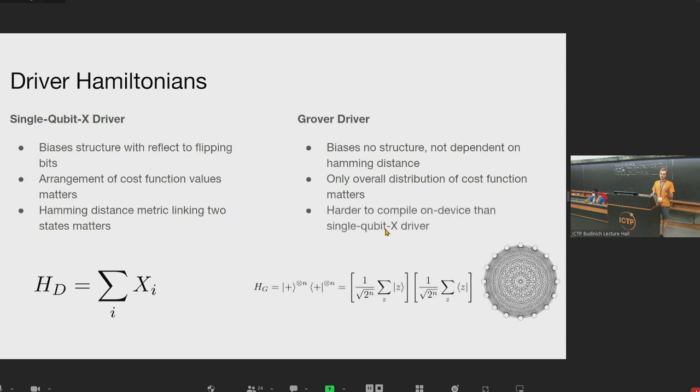Of course, to caveat this, this Grover driver is harder to compile on a device than single qubit X drivers, though in the QAOA context, we're in a gate-based context, so it's not quite as fatal as in adiabatic quantum computing. However, it's still not quite a NISQ-friendly thing to be doing.